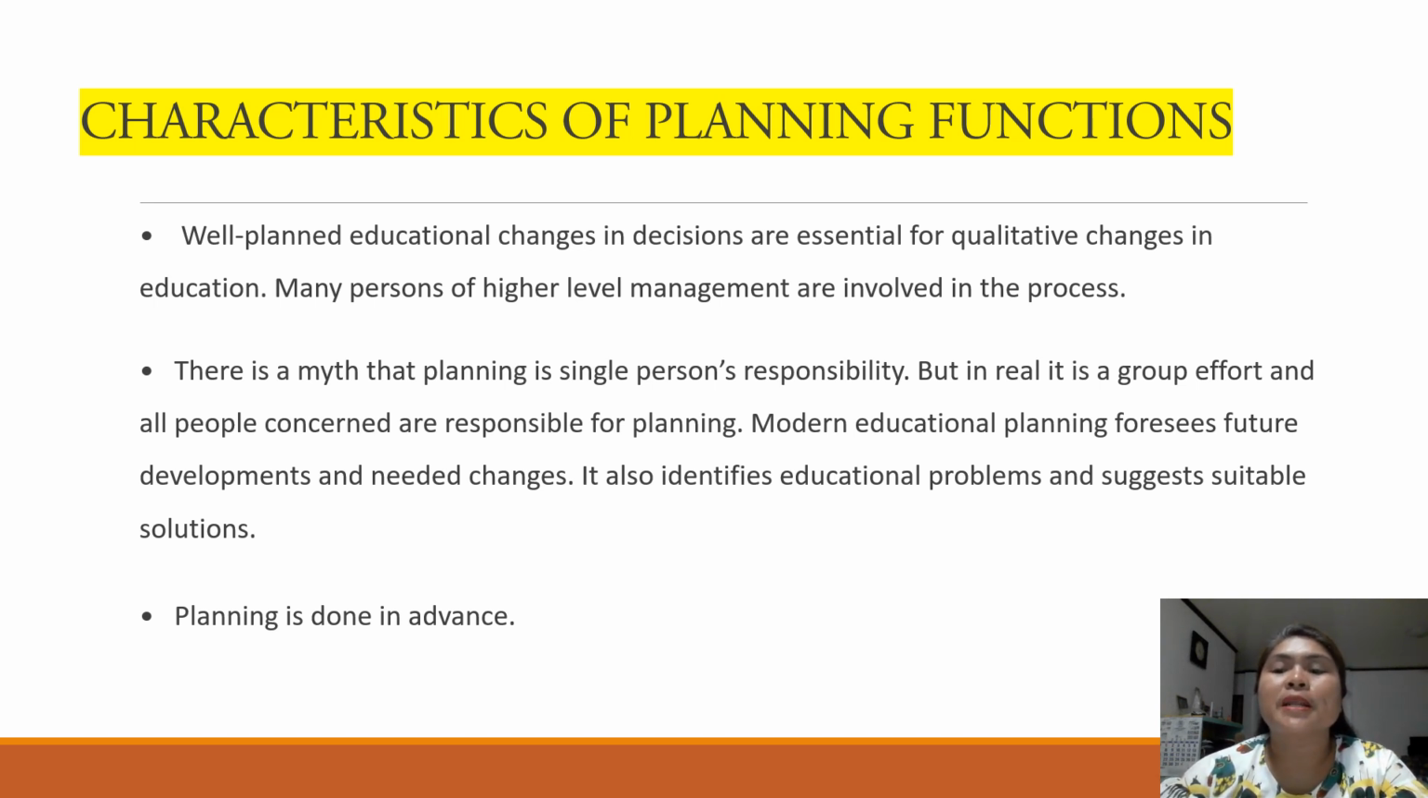Modern educational planning foresees future development and needed changes. It also identifies educational problems and suggests suitable solutions. So planning is done in advance. Decisions on how and what are made before the process is completed. Planning is also goal-oriented. It focuses on required future outcomes and it is future-based, and it includes decisions that are achieved in the future.